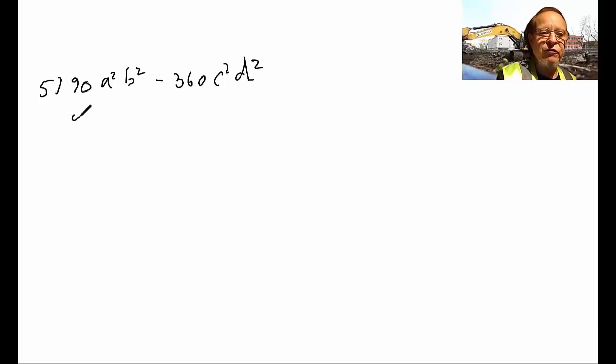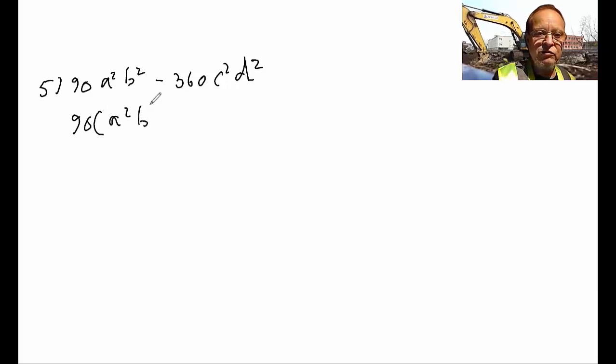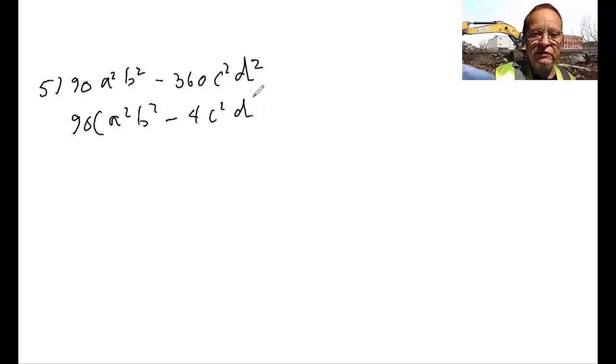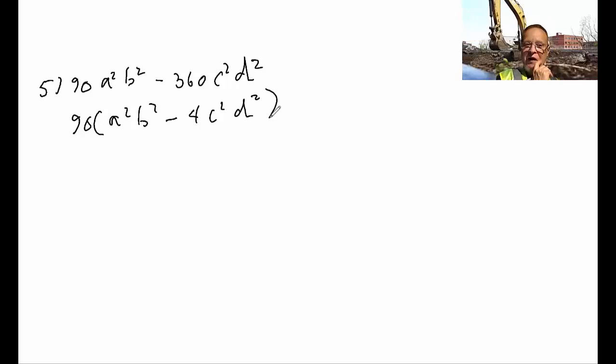So we can actually factor 90 out, and we get 90 times a squared b squared minus 4c squared d squared. So here now we have a whole bunch of perfect squares, and we have that negative sign which tells us the difference, so we can apply our formula. So here I will do that.